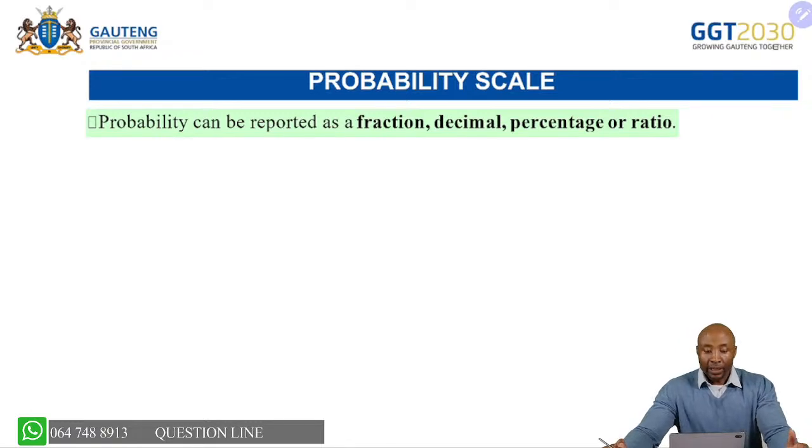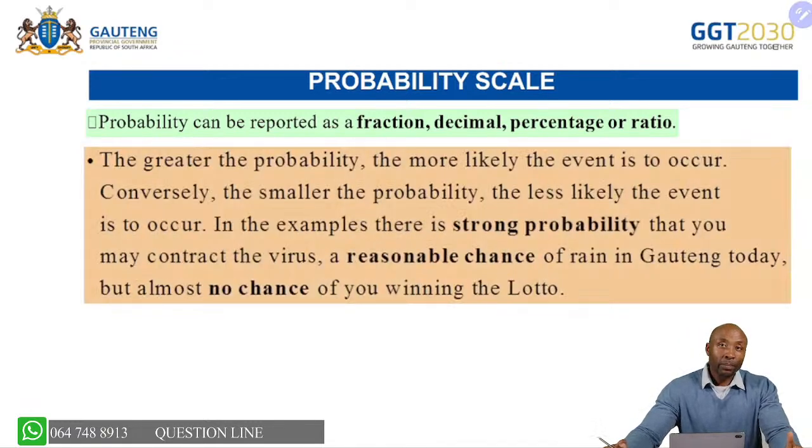Now, I've already mentioned that we can represent a probability using fractions, decimal, percentage, or a ratio. In short, we cannot have a probability which is more than 1, as we cannot be more than certain that the event is going to occur or not.